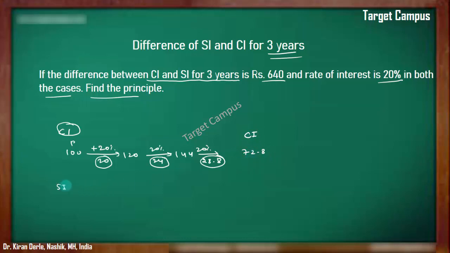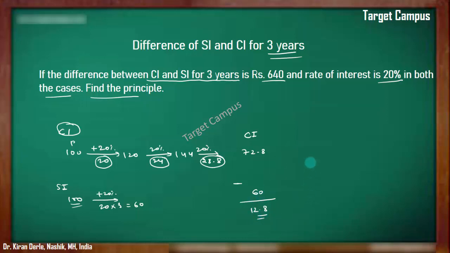What will be the simple interest on the same principal for 3 years at 20%? 20% of 100 is 20 rupees, and we know simple interest remains the same for all the years. For 3 years it will become 60. So the total simple interest is rupees 60. What is the difference here? The difference is 12.8.